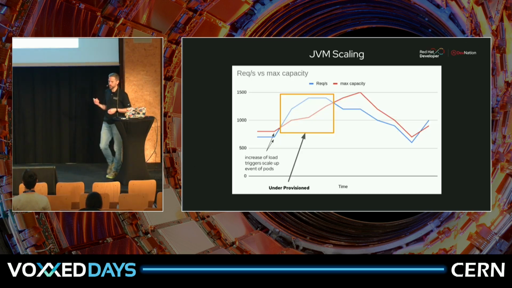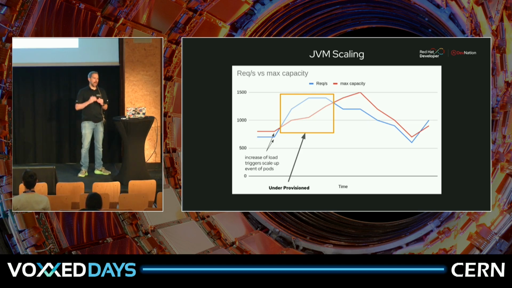So if we look at the JVM, with regards to startup time, you can see here a semi-scientific graph. The bottom line is the amount of requests per second that are coming in, the blue line. And you can see at some point we get more requests coming in, which is presumably good for us, right? More users are using our application.